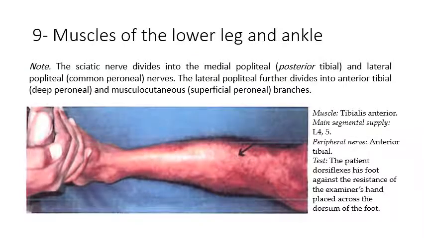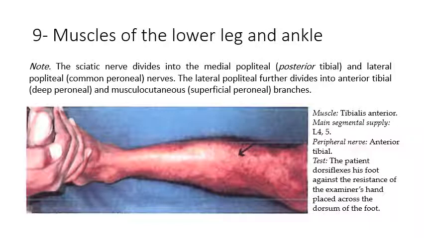Muscles of the lower leg and ankle. We should remember that the sciatic nerve divides into two terminal branches, a lateral popliteal branch, which is also called the common peroneal nerve, and a medial popliteal branch, which is also called the posterior tibial or simply the tibial nerve. The common peroneal nerve is further divided into two branches, a superficial branch, which is called the musculocutaneous branch, and a deep branch, which is called the deep peroneal nerve.